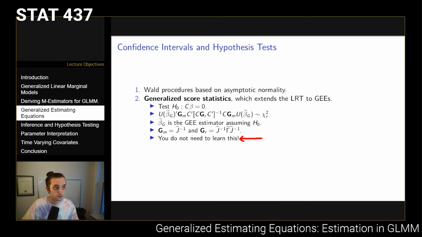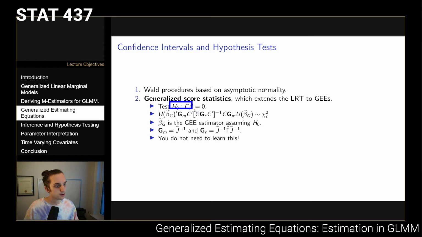First, we have our Wald procedures, and we're going to focus on using Wald tests and Wald-based confidence intervals and everything else. Now, generally speaking, these procedures are not implemented, or they're not implemented well, in standard statistical software. And so because of that, this generalized score statistic tends to be ignored. However, if you do want to use it, you're totally welcome to.